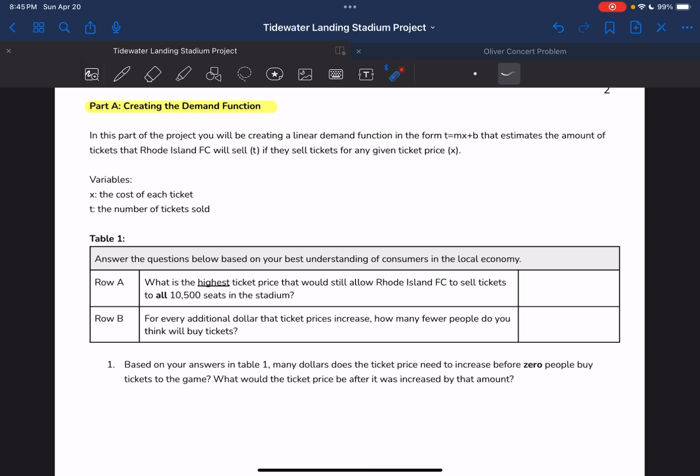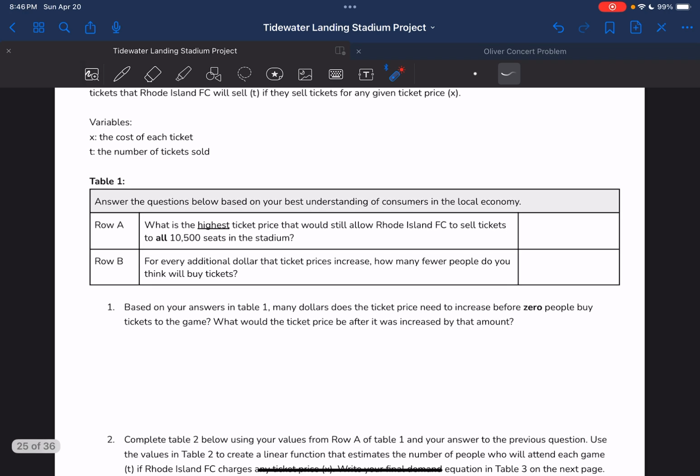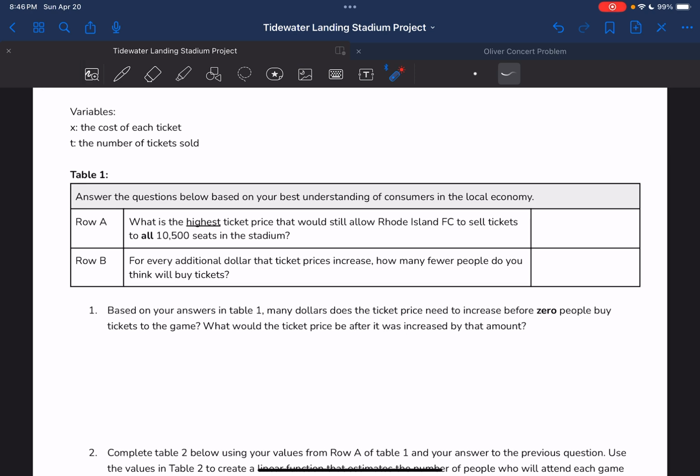Then I want you to think about if that price started to increase, right? For every dollar that that price increases from whatever you chose here, that's what you're going to put here. So whatever number that is, use your best judgment, use what you know about the people around here. As the price goes up, how much are they going to be willing to continue to buy tickets to the stadium?